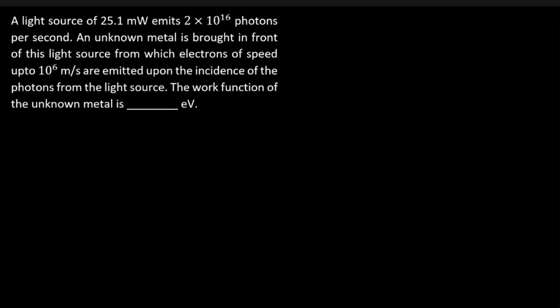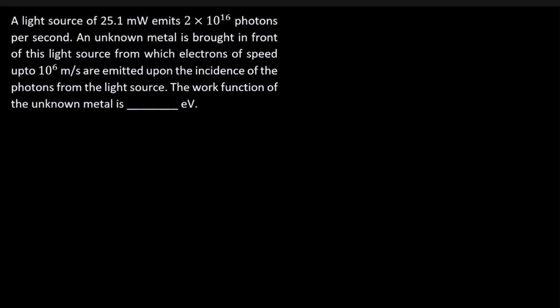A metal is placed in front of a light source. The power of the light source is given. The number of photons emitted per second is given. The photoelectrons that come out of this metal surface have a maximum speed of 10 to the power 6 meter per second. We are asked to find the work function of this metal in electron volts.